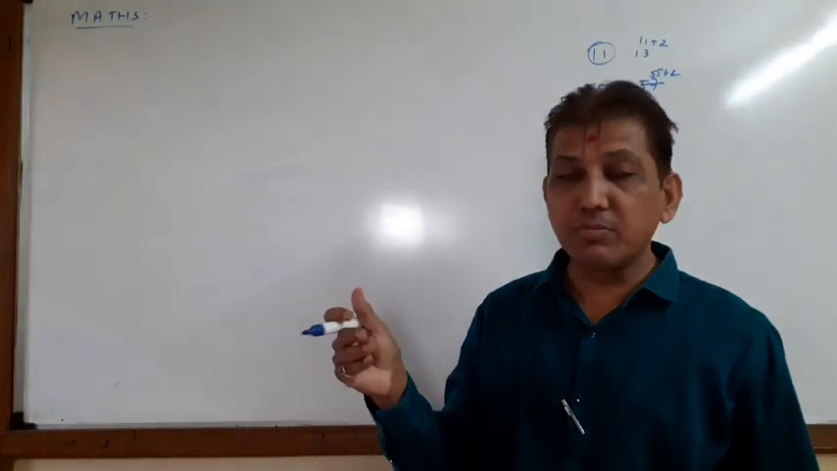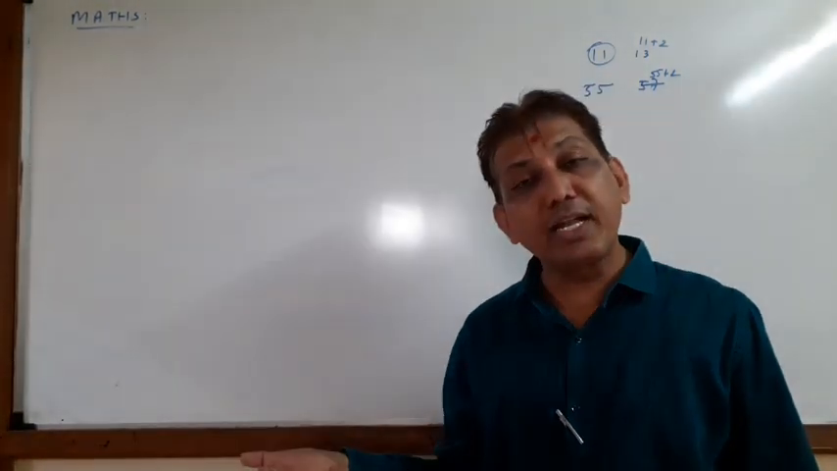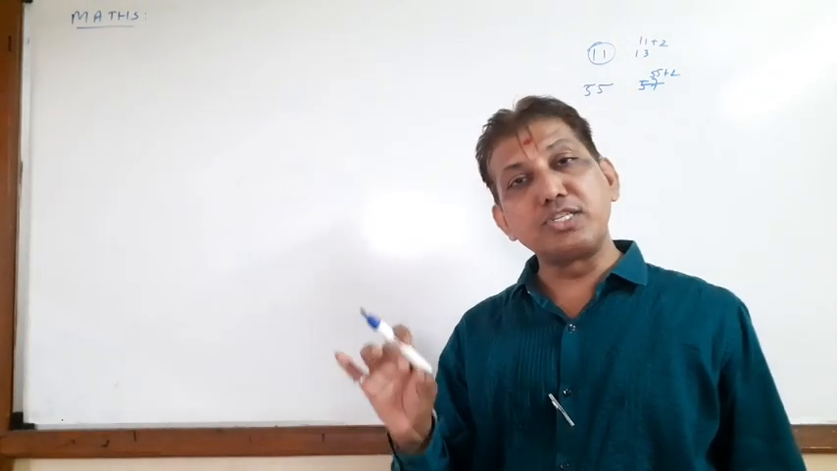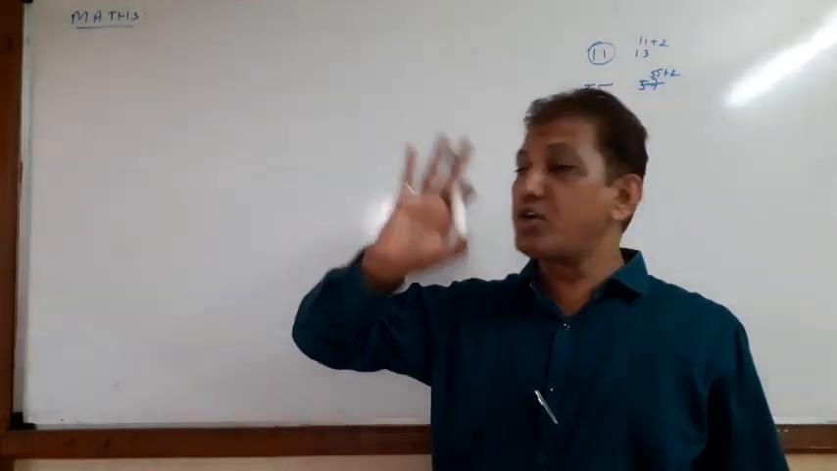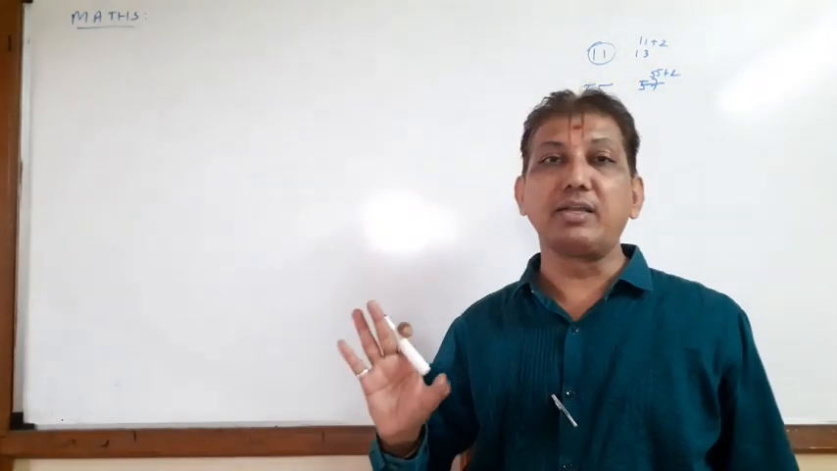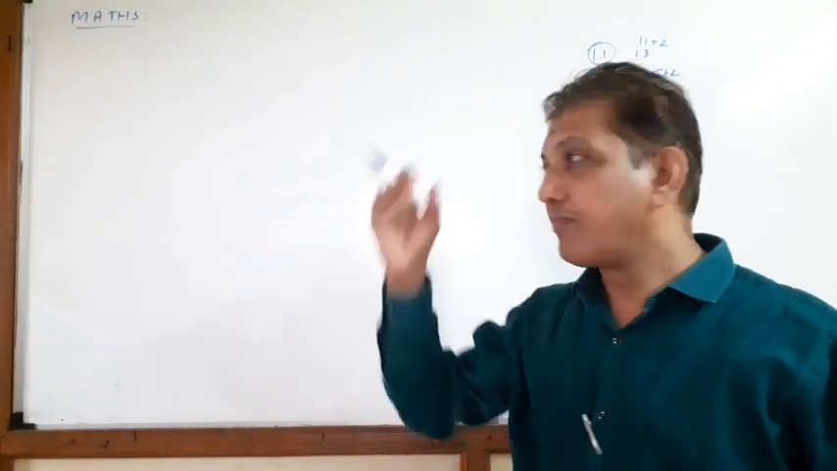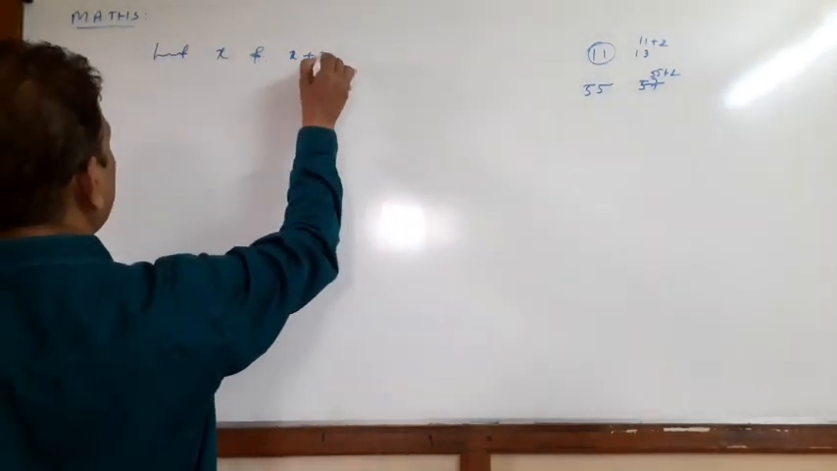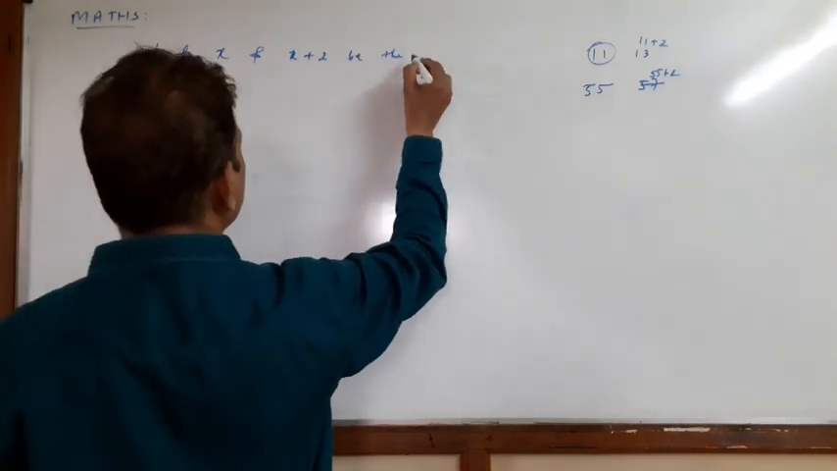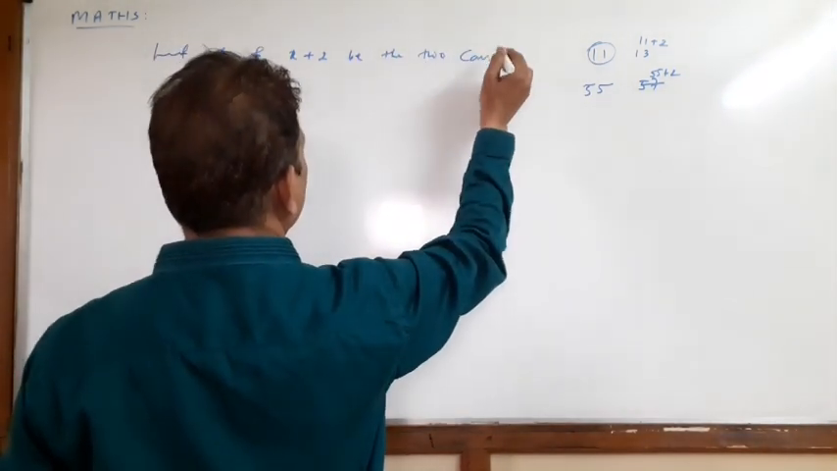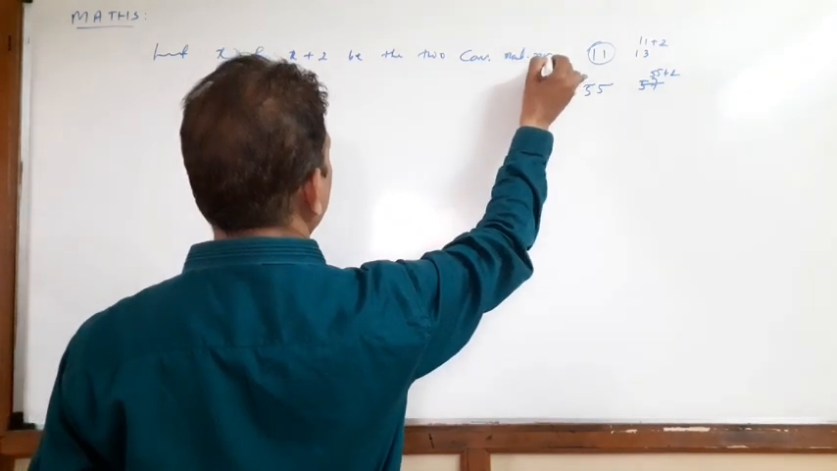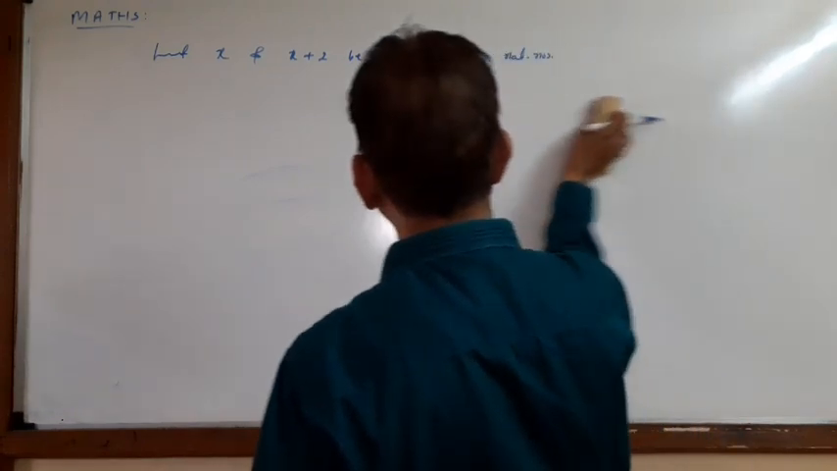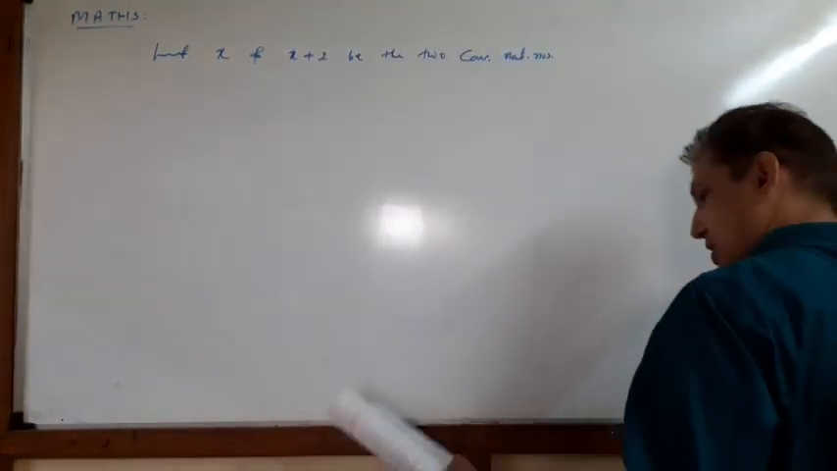Because if the first even natural number is 10, the next even natural number is 12, so 10 plus 2. But when we take two consecutive natural numbers, not odd or even, the difference is 1: x and x plus 1. Is that clear? Okay, so first we suppose let x and x plus 2 be the two consecutive odd natural numbers.